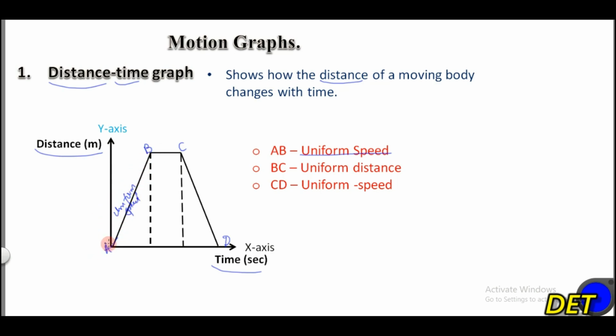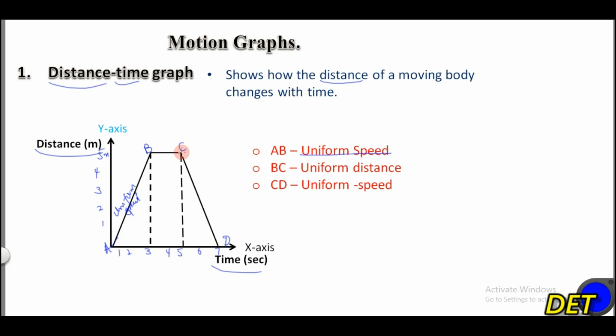So if here is 0, here is 1, 2, 3, 4, 5, when it gets to B, it has already attained a distance of 5 meters, right? If here is 1, 2, 3, 4, 5, 6, 7, by moving upward, it has already attained a time of 3 seconds. So you can see that the distance is changing with time, and that is why we have uniform speed.